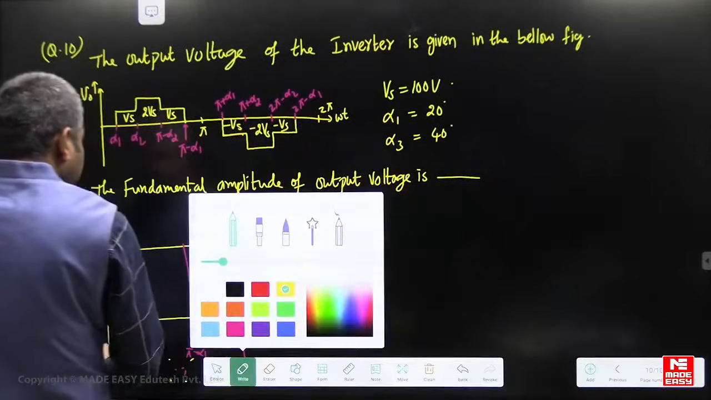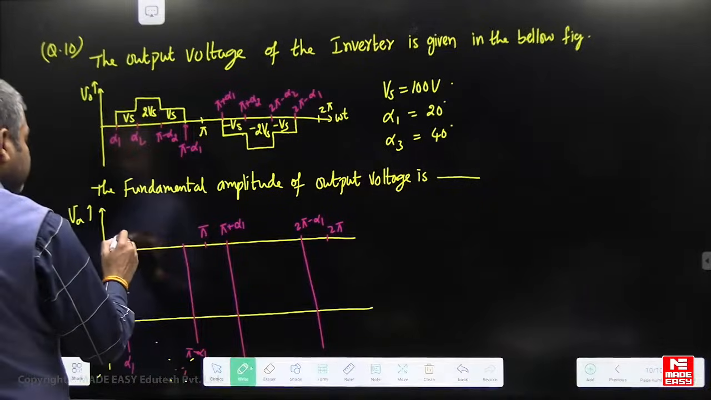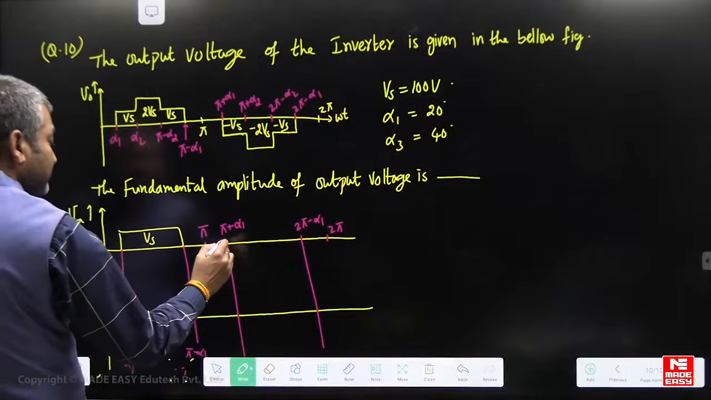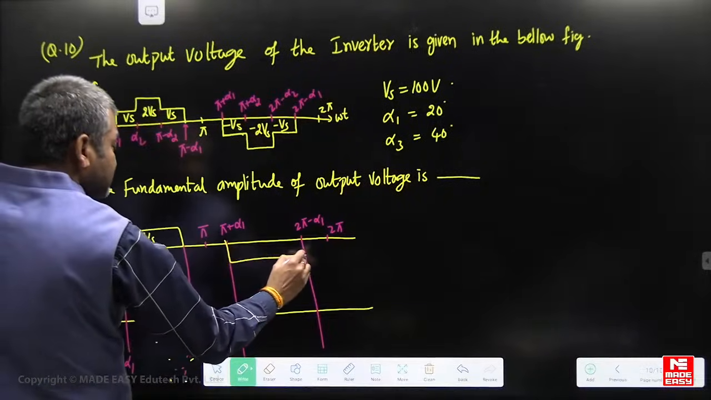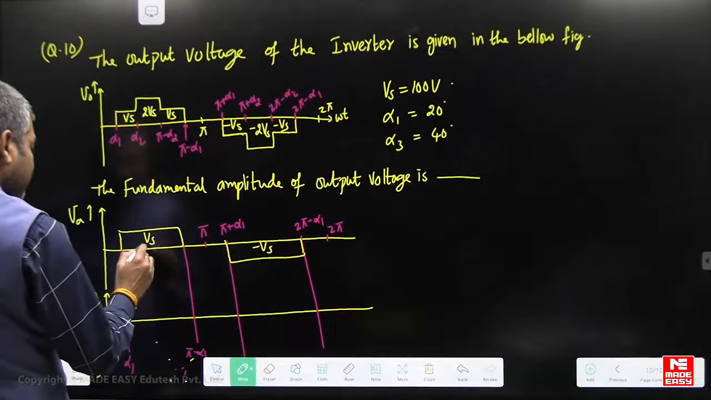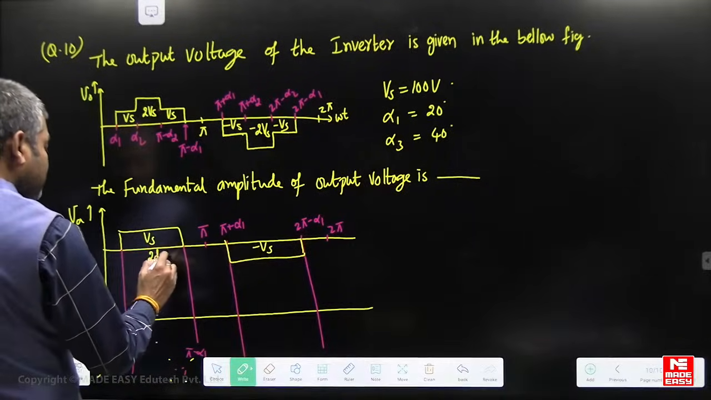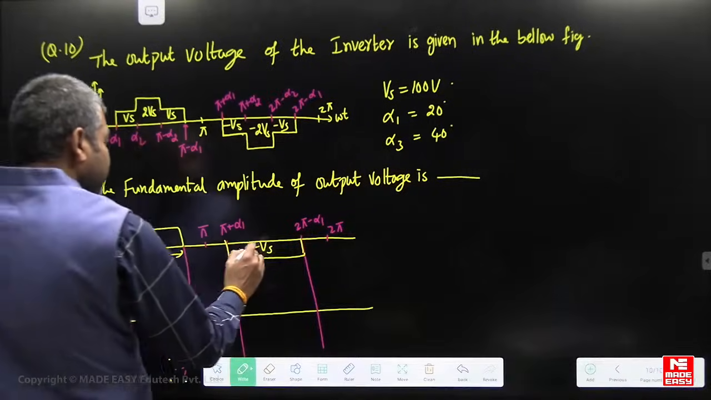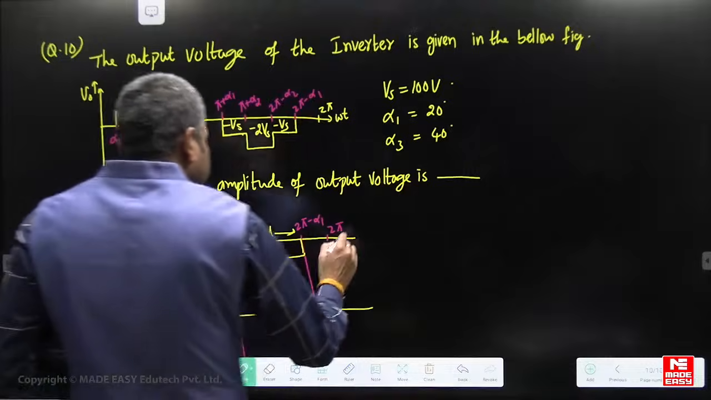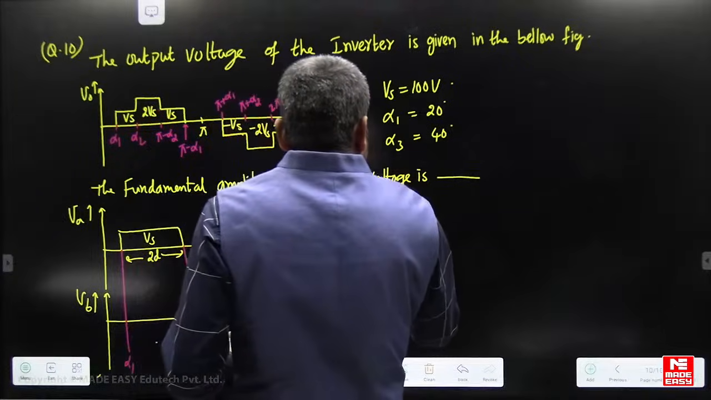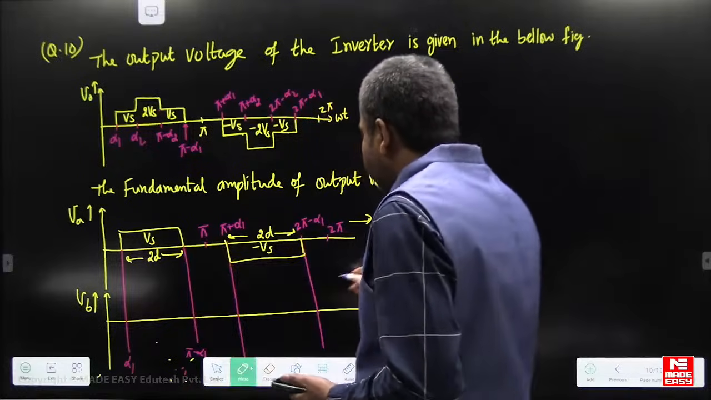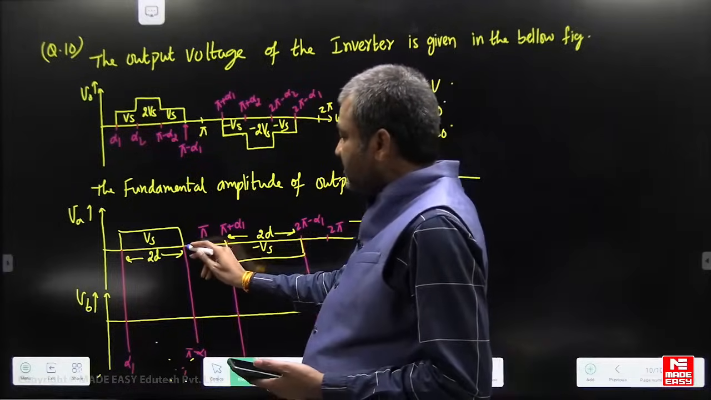Just see here, from here to here it is Vs, this is Vs quasi square wave, this is also minus Vs quasi square wave. This is alpha 1 to pi minus alpha 1. So, tell me, what is the pulse width of this quasi square wave? The pulse width is pi minus alpha 1 minus alpha 1.